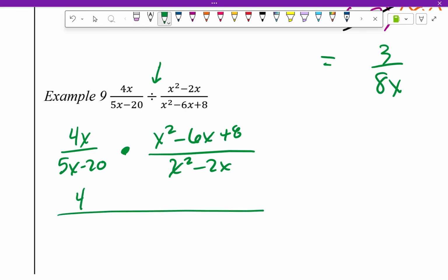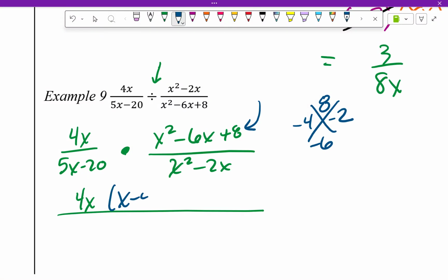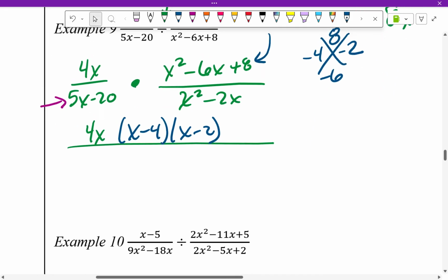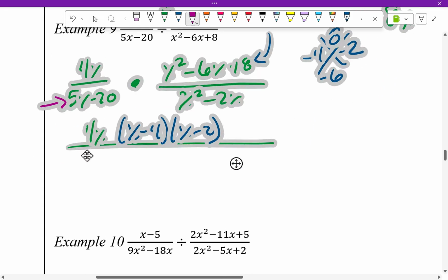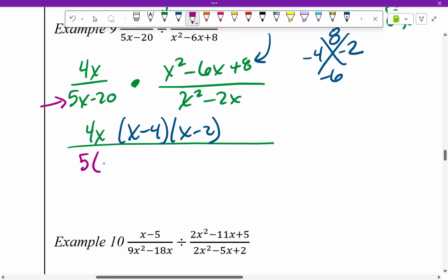I can't do anything with 4x. I keep it 4x. What type of factoring did we use on the next numerator there? Magic x. So two numbers that multiplied to 8 and added to -6. -4, -2. So x minus 4 times x minus 2. All right, looking at that denominator right there, what can I do? Take out a 5. What do we call that? GCF. So x minus what's left behind? 4. Good.